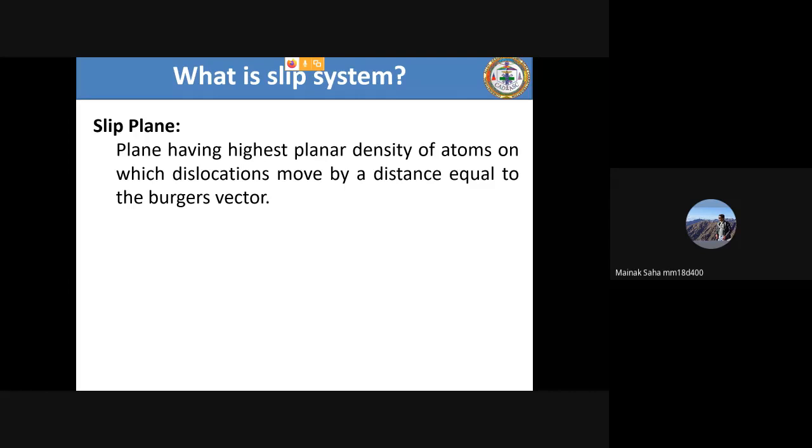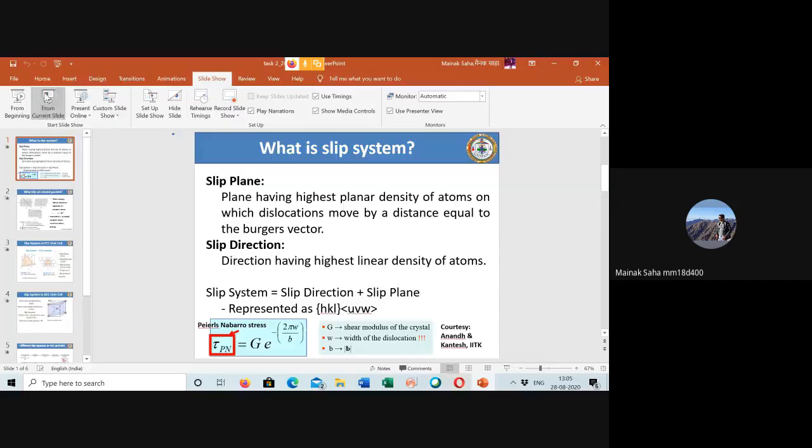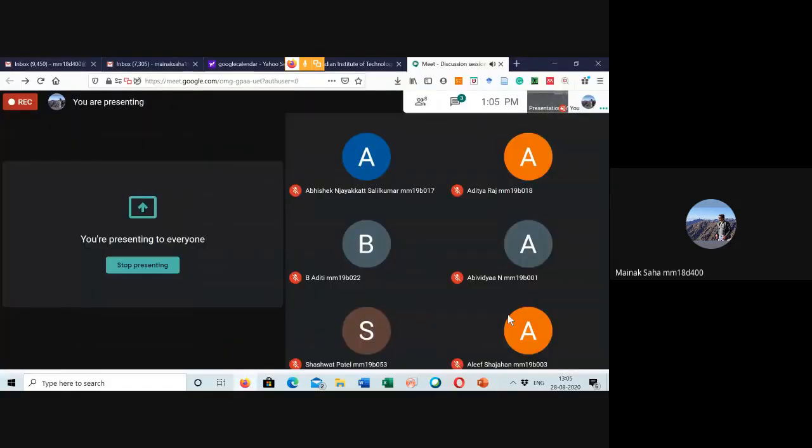So I just want to know from you one thing. What do you mean by a Burgers vector? Anyone, please tell me. Have you any idea? Yes or no? Any idea about this thing?